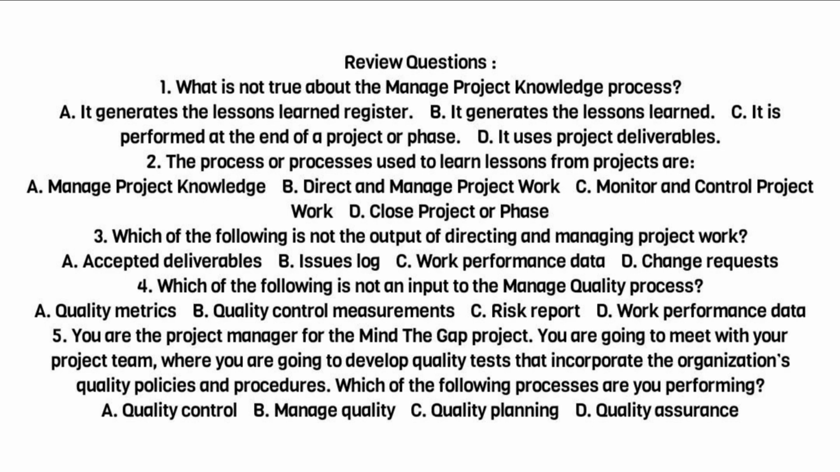3. Which of the following is not the output of directing and managing project work? A. Accepted deliverables. B. Issues log. C. Work performance data. D. Change requests. 4. Which of the following is not an input to the manage quality process? A. Quality metrics. B. Quality control measurements. C. Risk report. D. Work performance data.